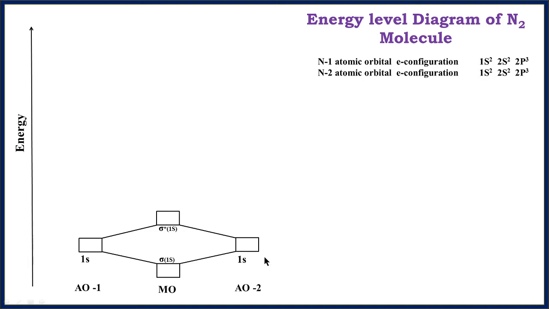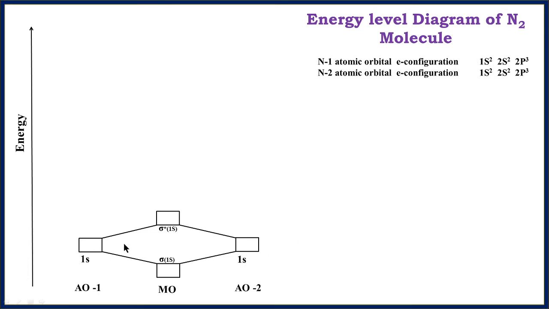Here we can observe one thing. The left end is the first nitrogen's atomic orbitals. The right side end is the second nitrogen's atomic orbitals. These two atomic orbitals will be overlapped and they form molecular orbitals called sigma 1s and sigma star 1s. Here, sigma 1s is the bonding molecular orbital with lower energy compared to these atomic orbitals. The sigma star 1s orbital is the anti-bonding molecular orbital, which has higher energy compared to these atomic orbitals.